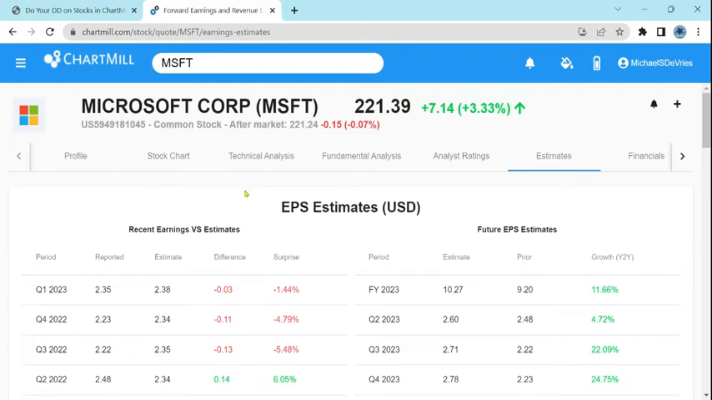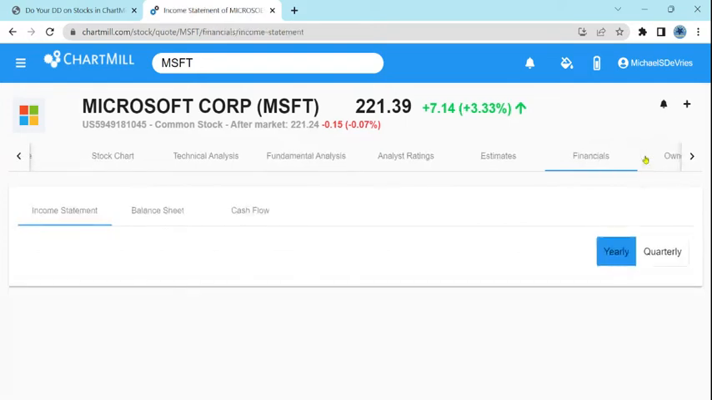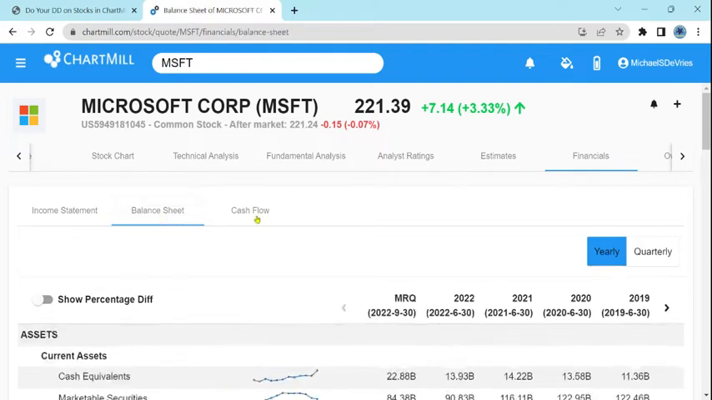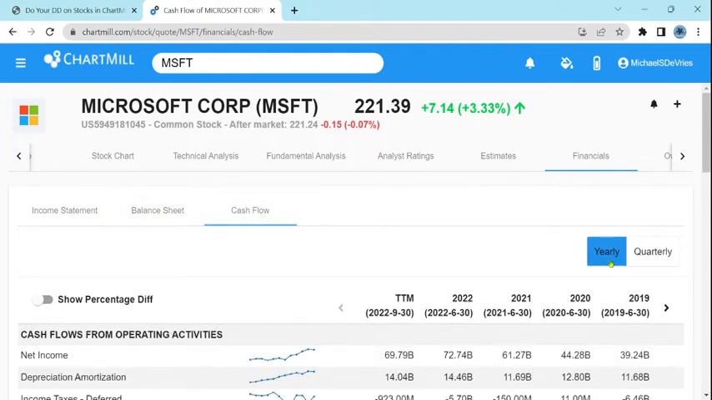And again, we'll show you what's available in the Estimates tab in detail in a subsequent section in this video. And we have, again, more information on the financials, so you can dig into the financials for the company. On the Financials tab in ChartMill, we can see we've got the income statement, the balance sheet, the cash flow, and we can see all of that financial data quarterly or yearly.